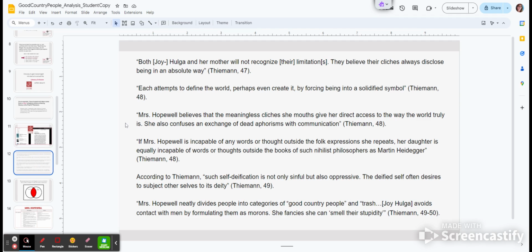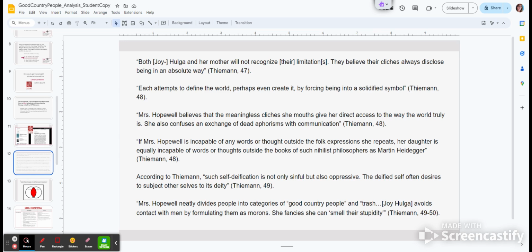And I just want to prove to you that I did take some notes when I read through the article. I only put the first couple pages of notes here for you just in an attempt to show you what I found in the article. And I think a couple of these are really important to point out before we go further. So we've got this first quote from the first page of Thiemann's article, and it says, "Both Joy Hulga and her mother will not recognize their limitations. They believe their cliches always disclose being in an absolute way."